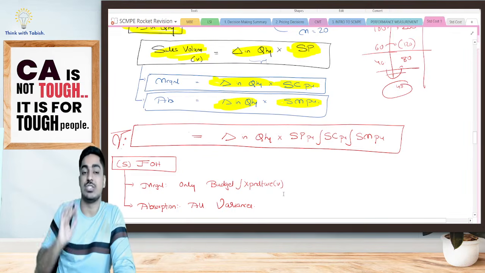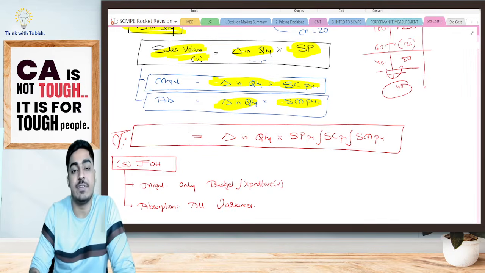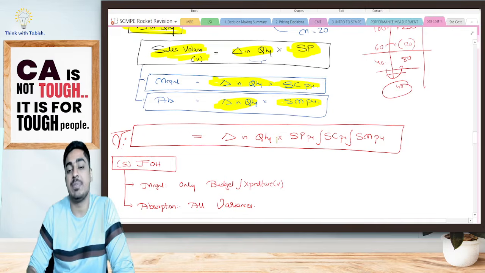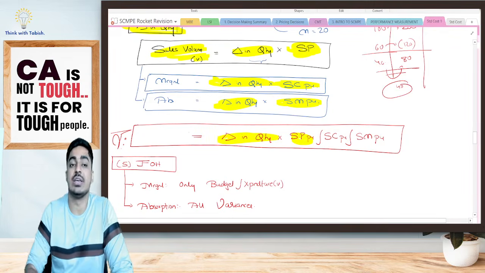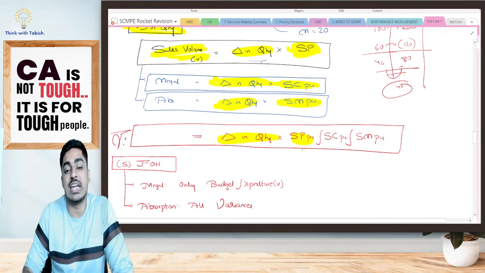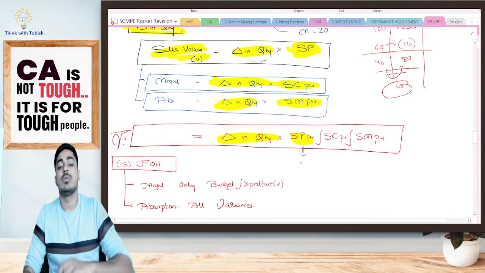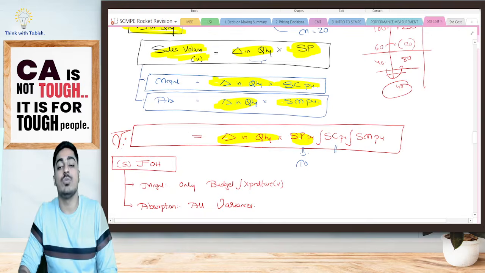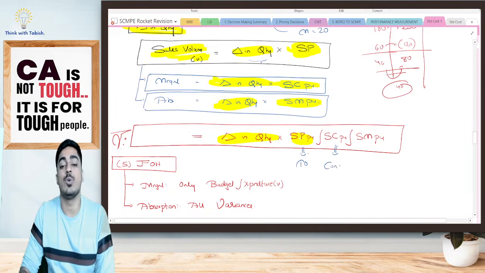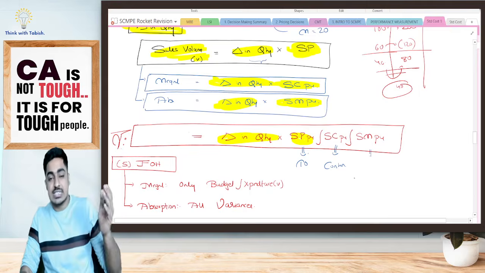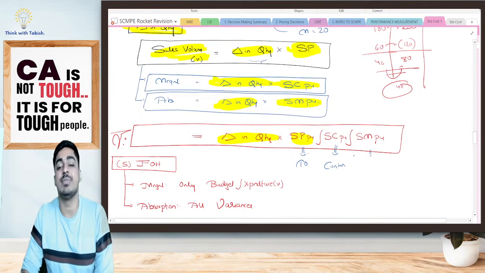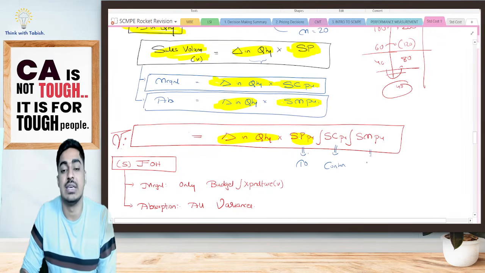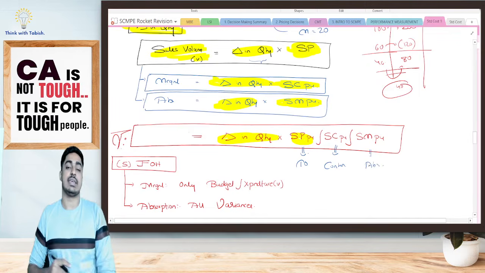So I can tell my sales volume variance, what was the formula, students? I have told it is my difference in quantity multiplied by my standard price per unit. But when do I want a standard price per unit? When I want my variance based on turnover. If I want it based on contribution, what should I do? I should multiply by my standard contribution per unit. If I want it based on margin, what should I do? Same difference in quantity, I should be multiplying by my standard margin per unit. Is it clear, everyone?